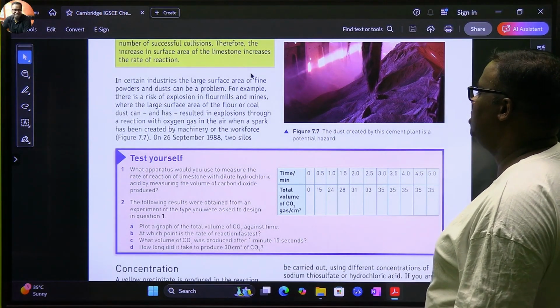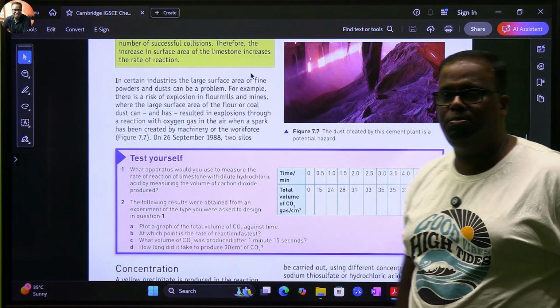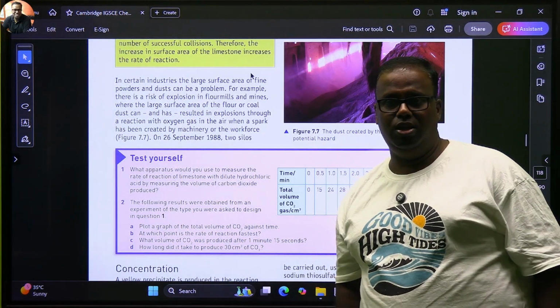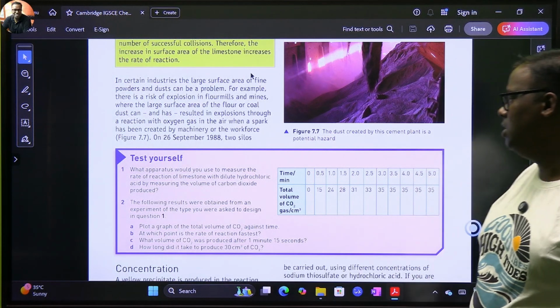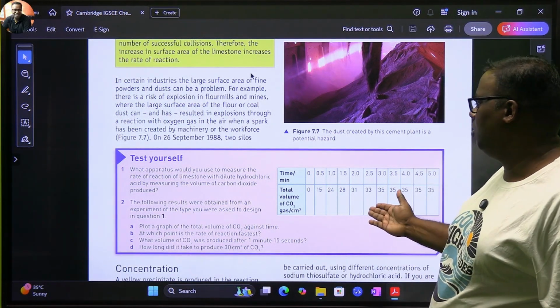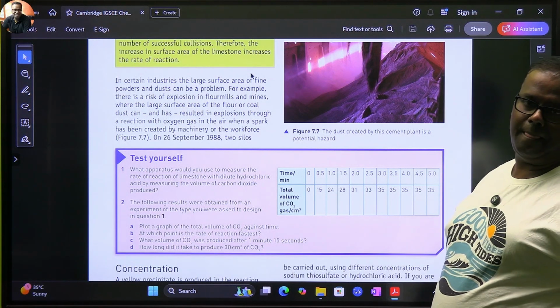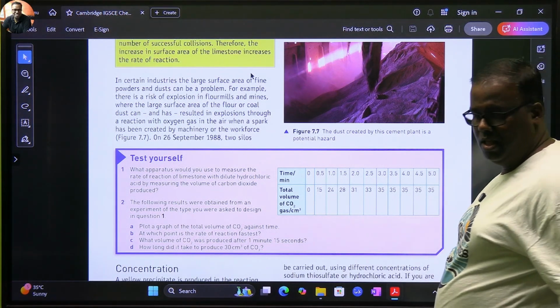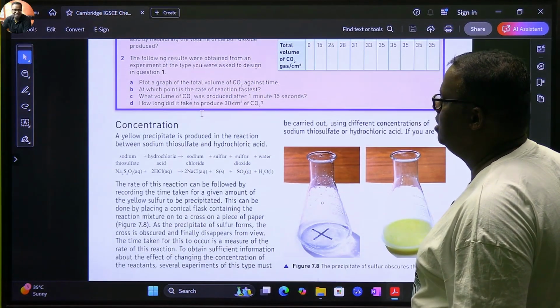What apparatus would you use to measure the rate of reaction of limestone with dilute hydrochloric acid? What all apparatus do you need? You need a measuring scale. I also need a stopwatch, without which you won't be able to do it. Following were the results obtained, so you can plot these results and thereby see which one is the fastest. Clear? Now we go to factors affecting the rate of a reaction.